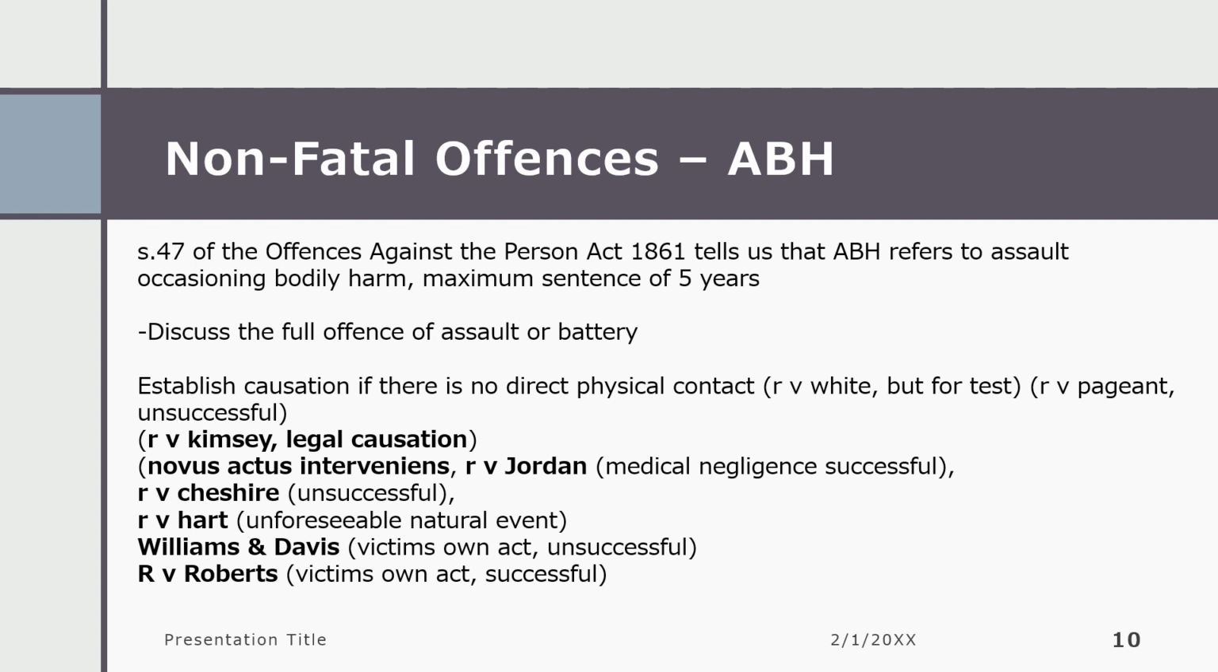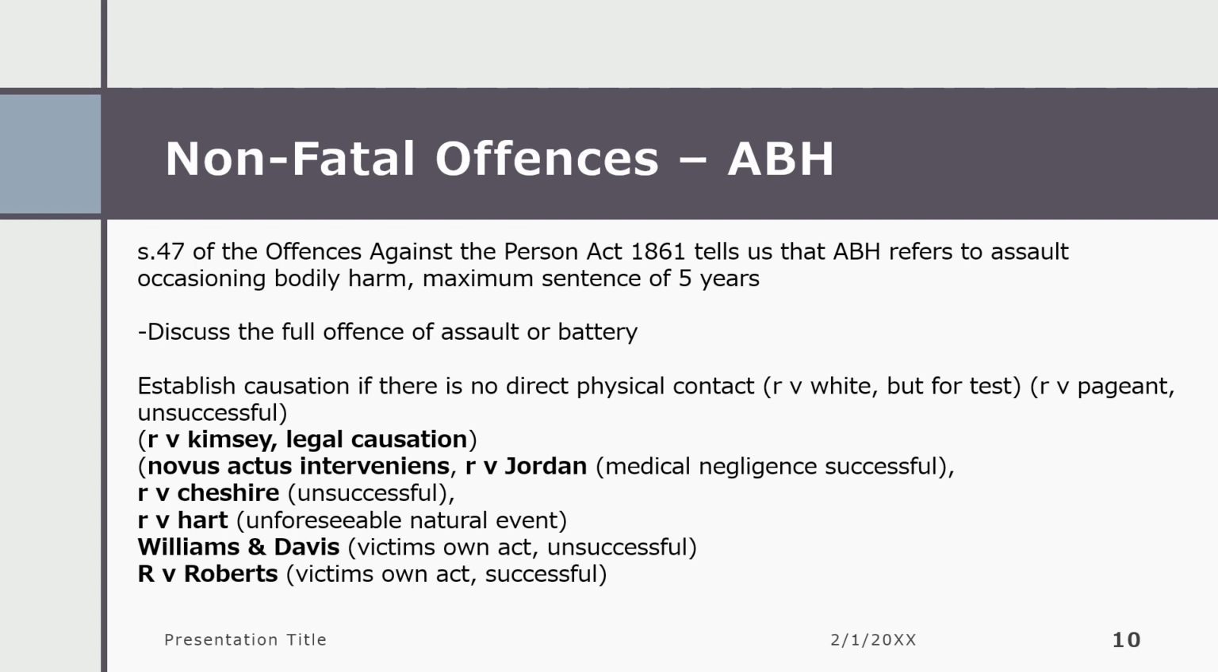So for this, you need to ask whether there is a more than trifling link between the act of D and the outcome that V has suffered from. Through this, there's a concept called novus actus interveniens. So these are basically just intervening acts. It's just fancy Latin. So R v Jordan is for medical negligence, which was proven as a successful case. R v Cheshire, however, was unsuccessful.